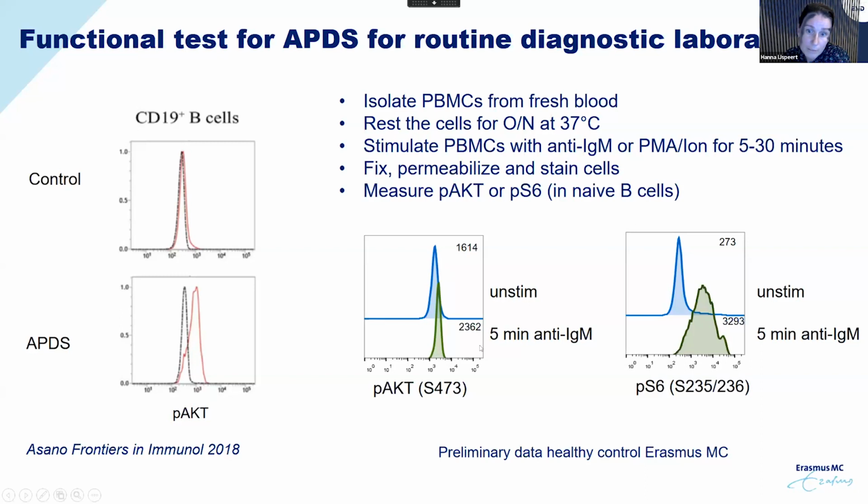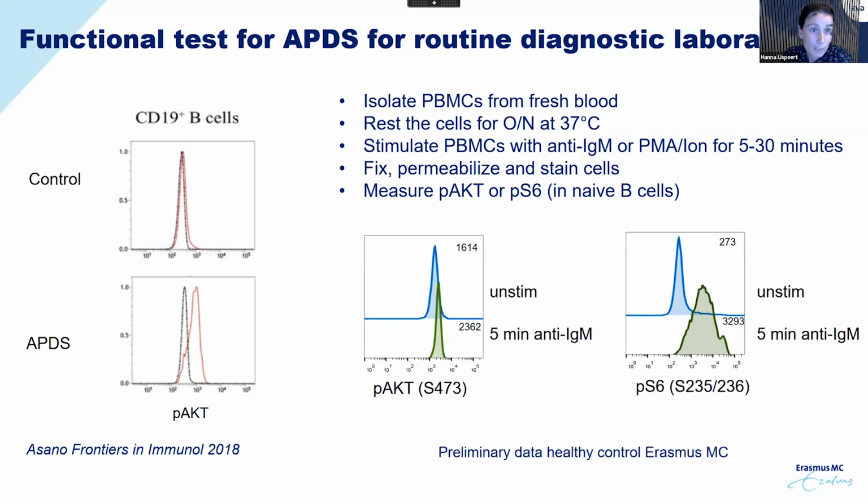So this is some data from a healthy control. If you stimulate B cells with anti-IgM, you can see an increase in phospho-AKT, but the difference is quite small. If you look at the difference in phospho-S6, you see a larger difference. So upon stimulation of B cells with anti-IgM, you see an increase in phosphorylated S6 protein. So that's still ongoing work, we also encounter quite some difficulties, and I also know that other people have some difficulties.